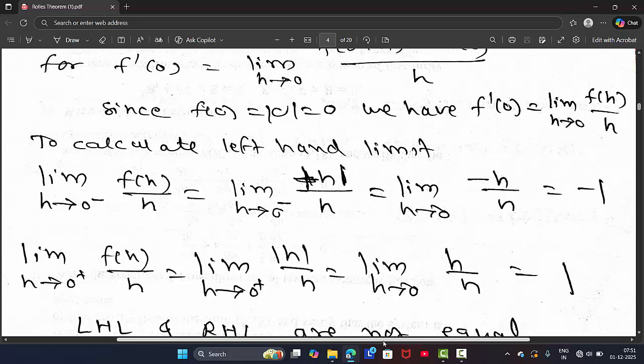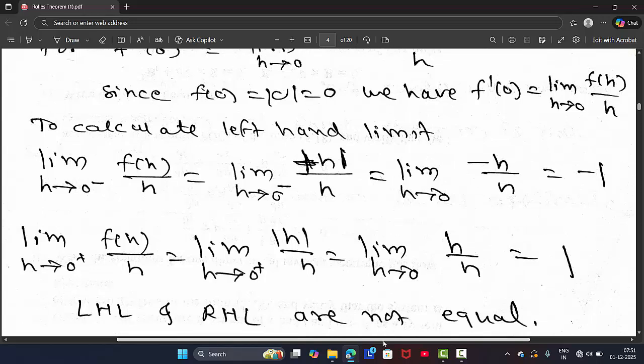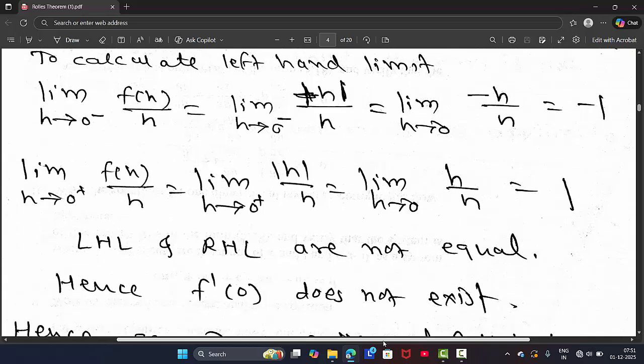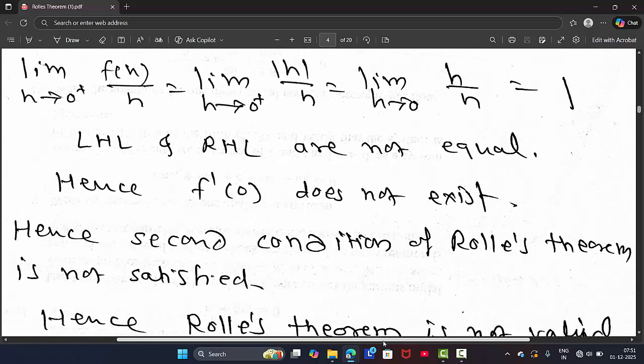And from the right hand side, mod of h is nothing but h. Therefore, it becomes limit h tends to 0 of h by h, which is nothing but limit h tends to 0 of 1, which is 1. Left hand limit and right hand limit are not equal. Hence, f dash 0 does not exist.